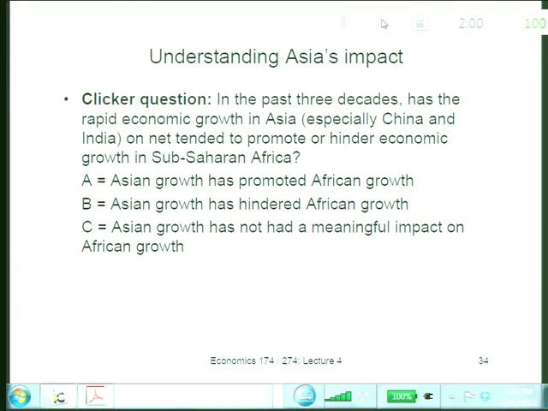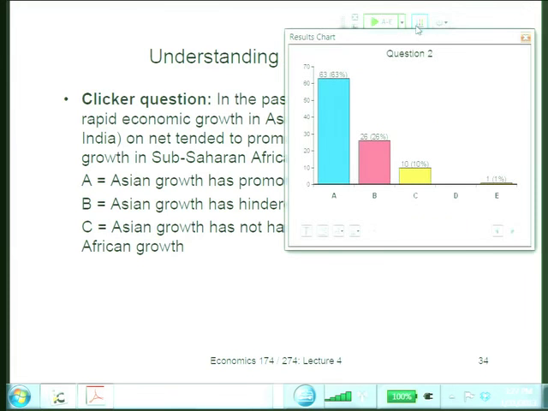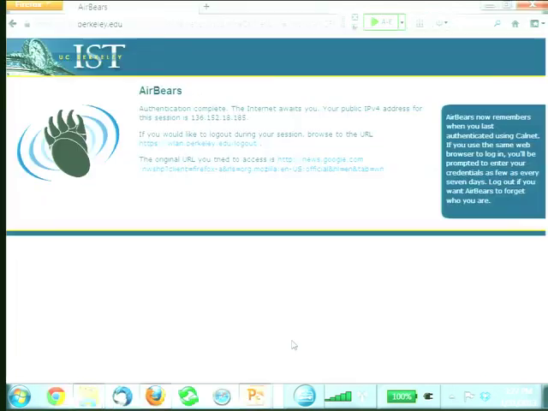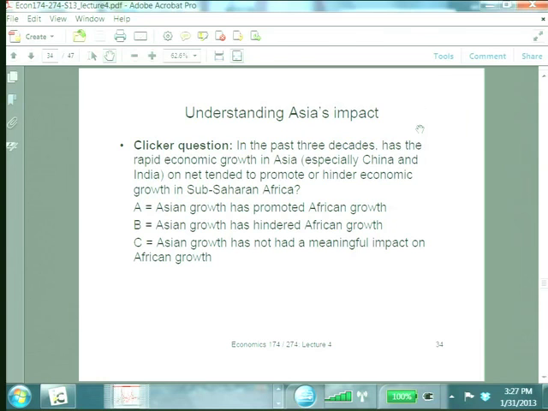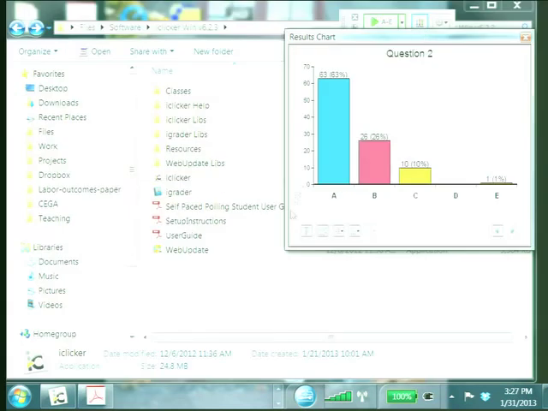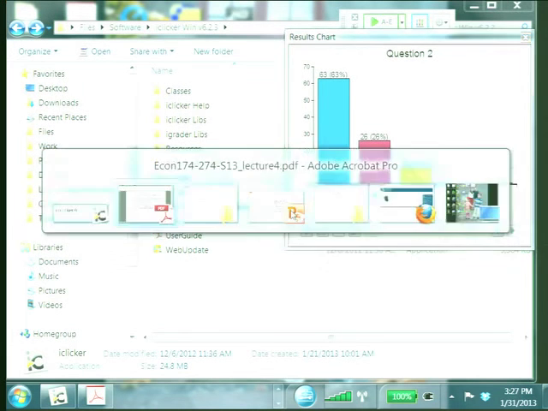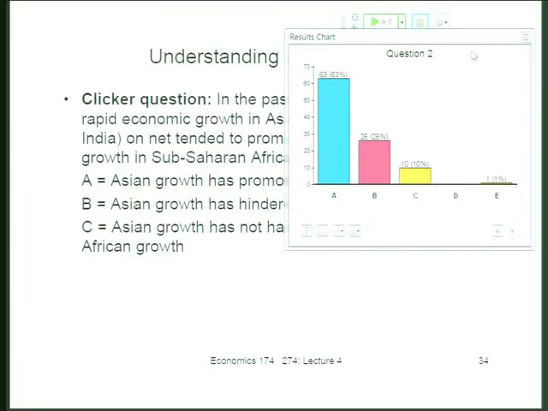Okay, let's see what it looks like. There's actually a pretty good spread here. So most folks actually are in the A camp. A was promote, 63%. B, hinder, 26%, 10% sort of neutral. So I think the kind of overall view is that it's overall beneficial, but a number of people disagree.